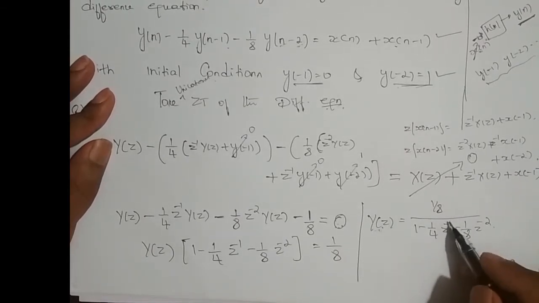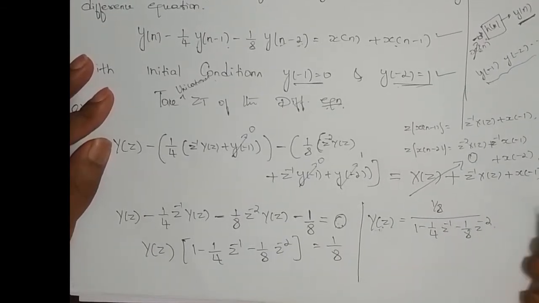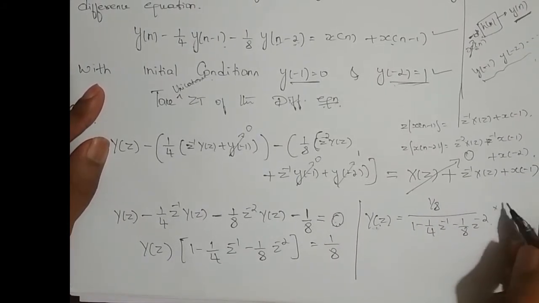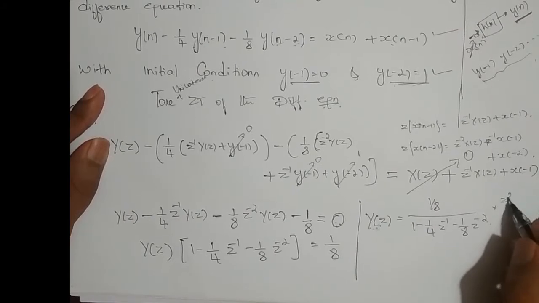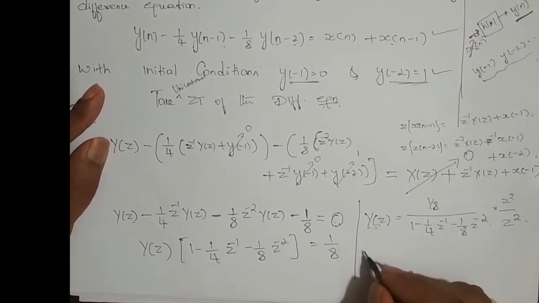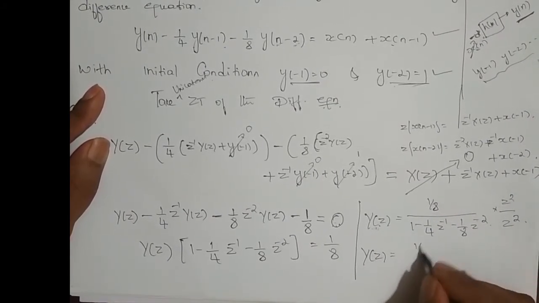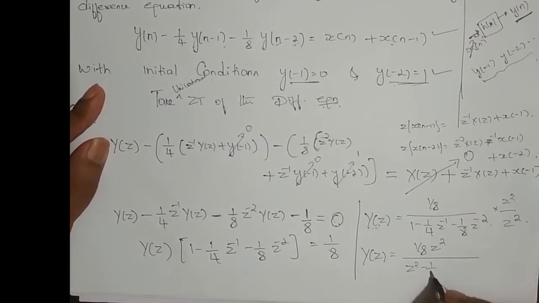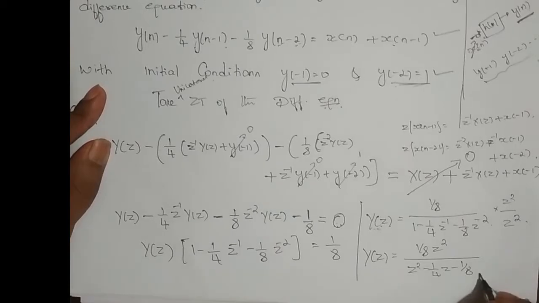Now, since this is negative power of z, I have to convert it to positive power of z as usual, right? Partial fraction expansion. So I have to multiply what? I have minus 2, so I have to multiply numerator and denominator by z square. What do I get? Y of z is equal to 1 by 8 z square whole divided by z square minus 1 by 4 z minus 1 by 8. Correct now?